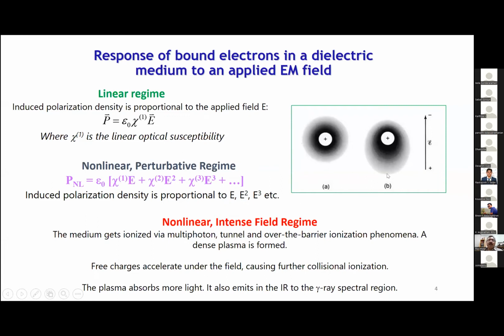And when you apply an electromagnetic field to it, we know light is an electromagnetic field. And when we do that, the electrons will move in the direction of the applied field. Because this field is oscillating at an extremely high frequency, we know that the oscillation frequency of electromagnetic waves in the visible spectrum is very high.